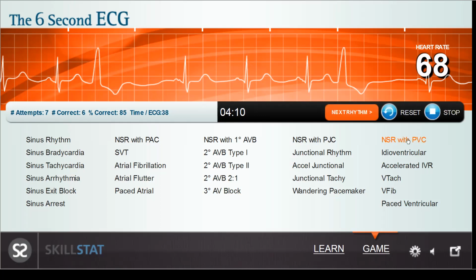If they have a lot of them, the doctor might order lidocaine. Lidocaine is a ventricular antiarrhythmic.